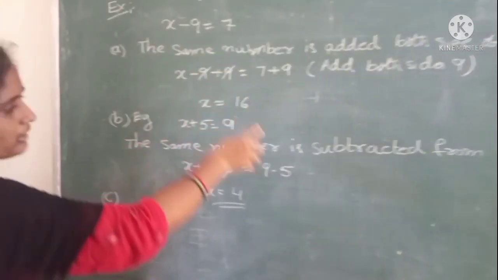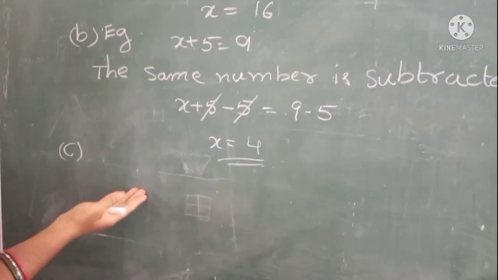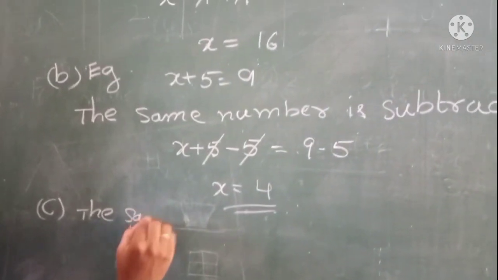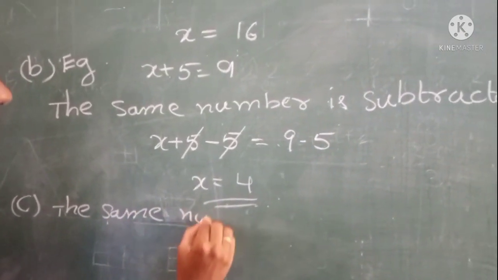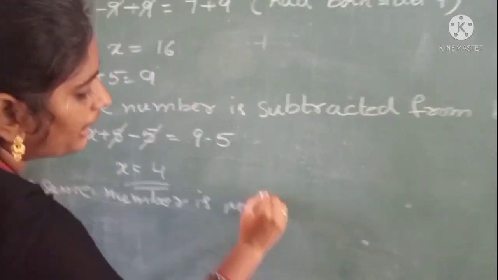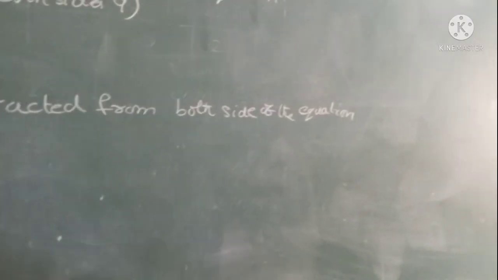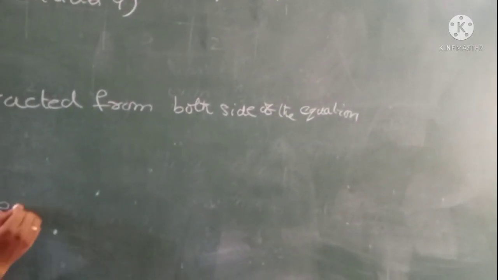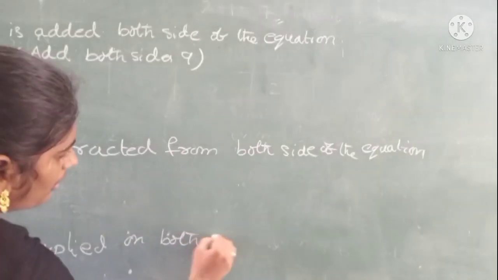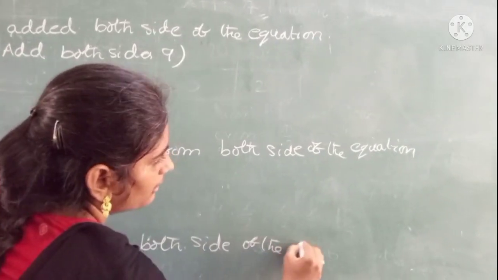Addition and subtraction are done. Now the other two operations, multiplication and division. The same number is multiplied on both sides of the equation.